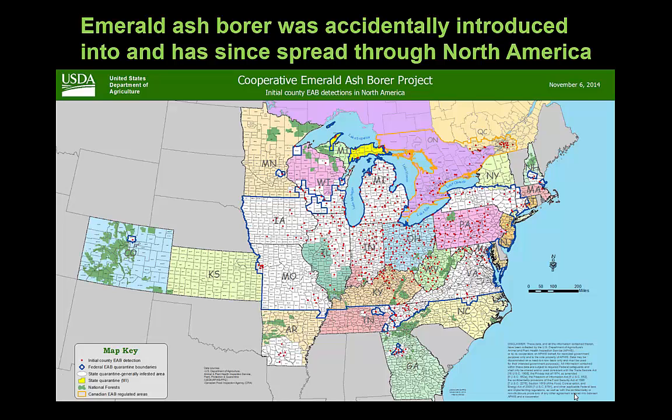It has since spread rapidly throughout North America and presently is found in some 23 states and 2 Canadian provinces, and in the areas where it has been associated for the longest periods of time, in the upper Midwest, Michigan, Indiana, Ohio, Pennsylvania, Illinois, there has been extraordinary damage done by this insect that continues.